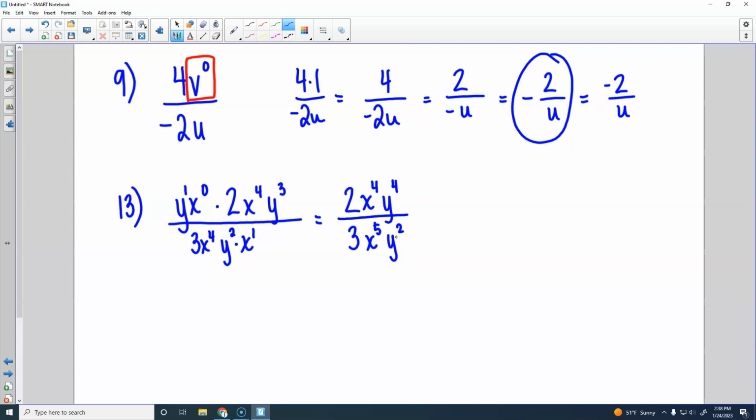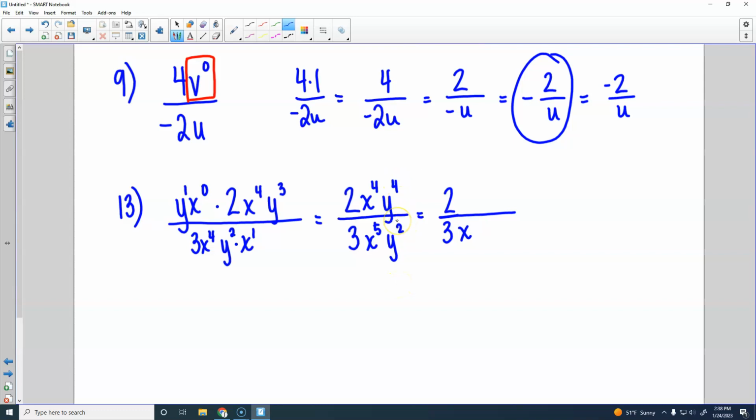Okay. Will 2/3 reduce? It will not. So I'm just going to leave it alone. X's, I want to subtract. 5 minus 4 gives me 1. Where should I put that x? Top or bottom? Bottom, because there's more x's there.